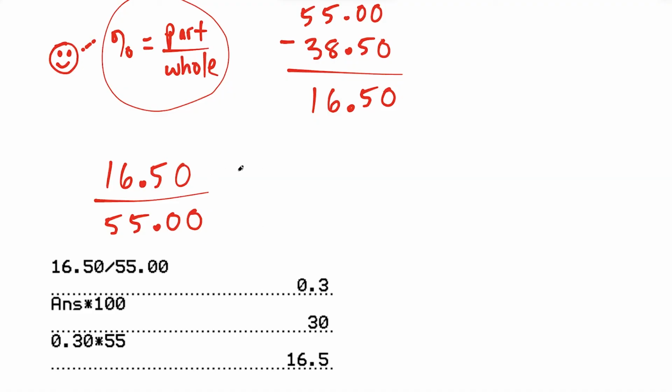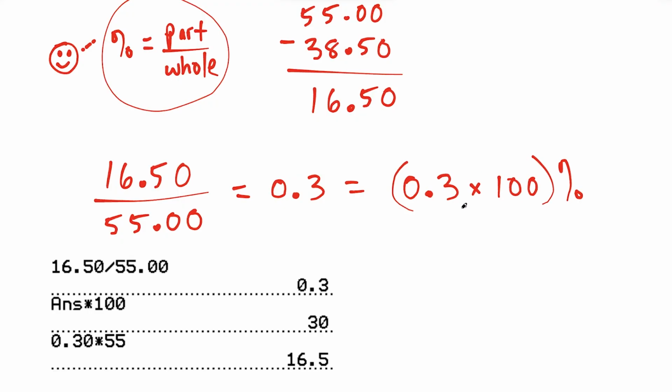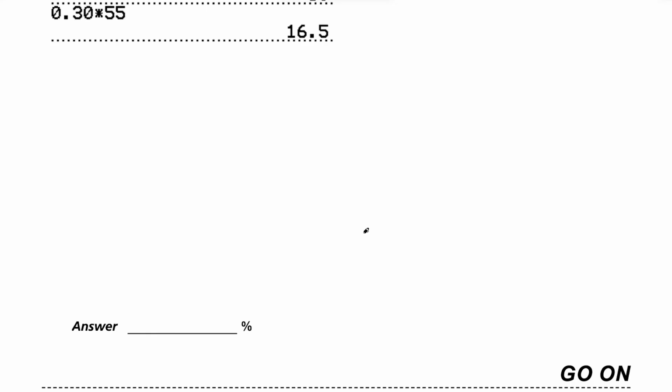So now we'll just write this out in our workspace here. This worked out to 0.3. But remember, we wanted to turn this into a percent. So we take the decimal 0.3 and we multiply by 100. And then we could say this is the percent here. And when we work out this product, we get 30%. So the discount here was 30%. So now we're just going to write that over here in this space. The answer is 30% off.